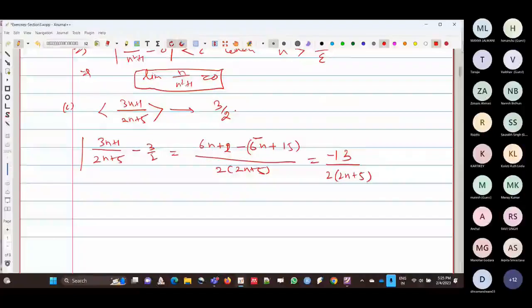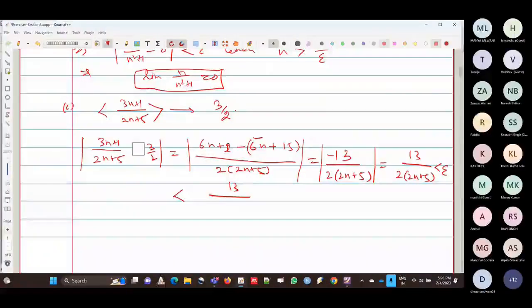So what we need to prove is that this is less than epsilon for all n greater than some n naught. So this equals 13 over 2n plus 5, and this is less than epsilon. Then you can compute that n is greater than some number. You just need to write here less than epsilon.